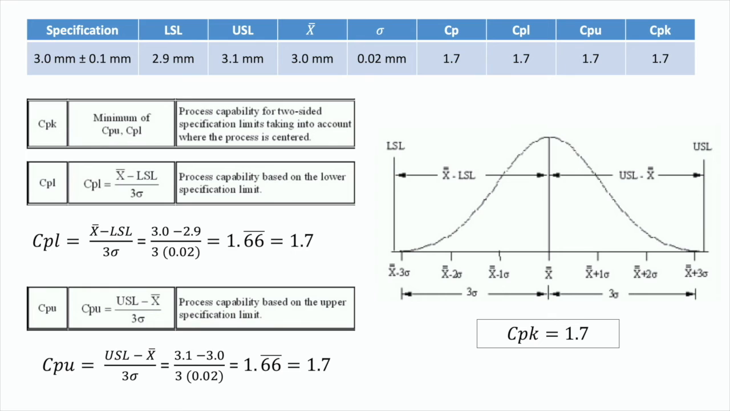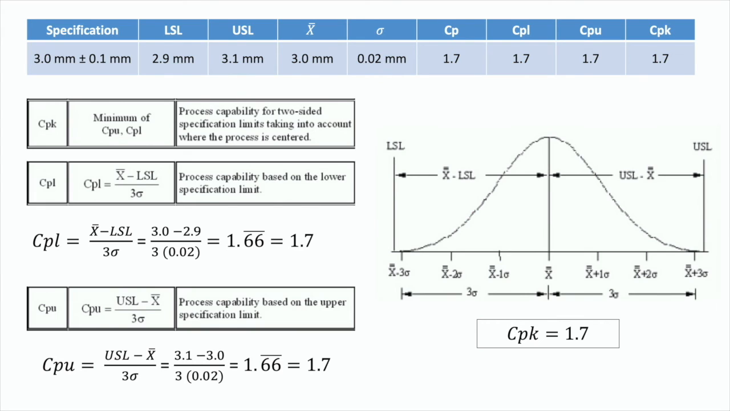So we see that this is our answer right here after calculating CPL and CPU. CPL is equal to the mean minus the LSL divided by 3 times the standard deviation. CPU is equal to the USL minus the mean over 3 times the standard deviation. And both of them, also including CP, have a value of 1.7. So we can see from the very top that it's outlining every single value we have found. The specification, which is of course 3 millimeters plus or minus 0.1 millimeter, LSL 2.9, USL 3.1, mean 3.0 millimeters, standard deviation being 0.02 millimeters, CP, CPL, CPU, and CPK all being 1.7. And you can see from the curve diagram that it's perfectly centralized.